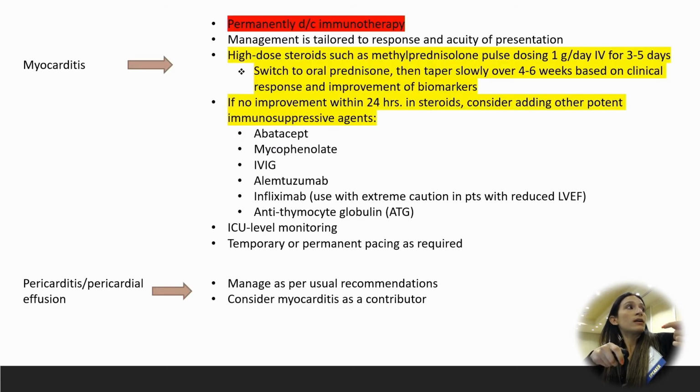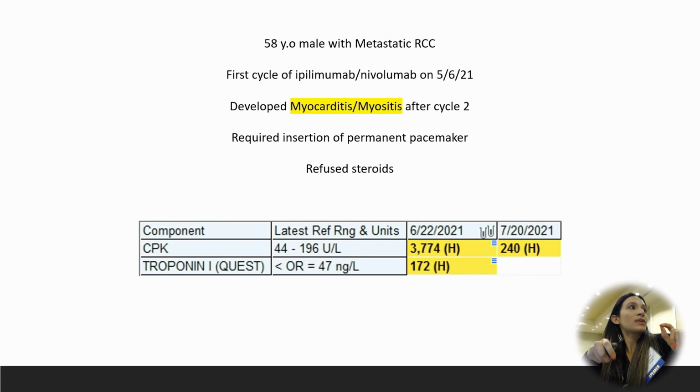For the treatment of myocarditis, there's no grade. The patient shows up with this, no more immunotherapy for you. Okay? And very, very high dose steroids. Here, you don't even do the 0.5, you just go straight to 1 gram per day, IV, 3 to 5 days, and then you slowly taper them down. If there's no response within 24 hours, you can use another immunosuppressive agent.